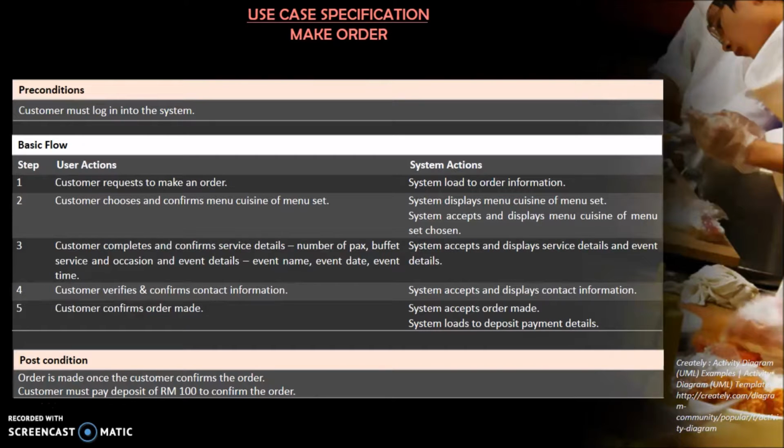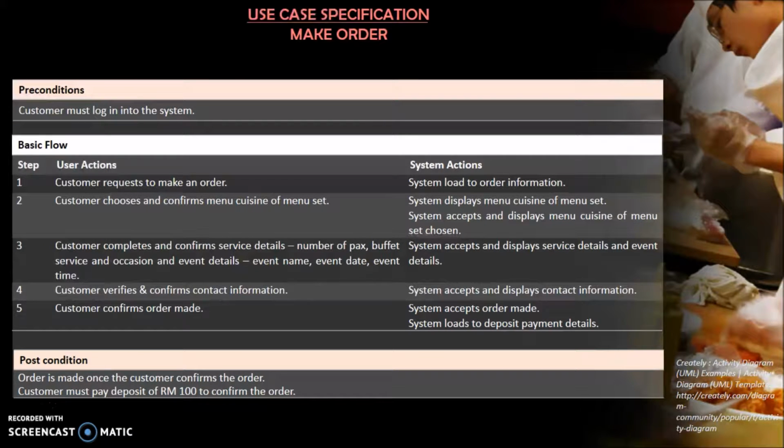For the first precondition, the customer must log in to the system. For the basic flow, the first step, the customer requests to make an order. The system action will load the order information. Second step, the customer chooses and confirms menu cuisines of menu set, which makes the system display menu cuisines of menu set. The system will also accept and display the menu cuisine of menu set chosen.